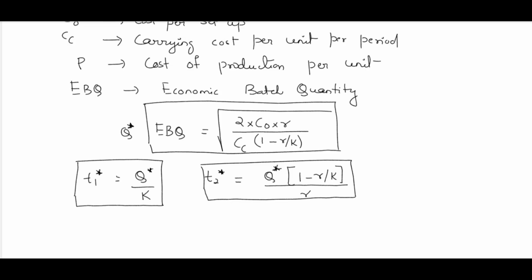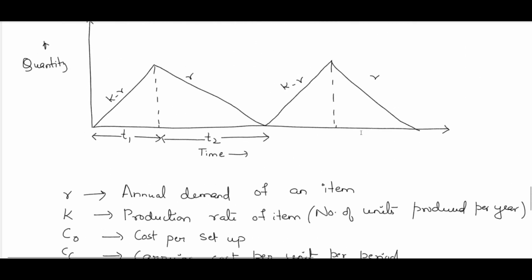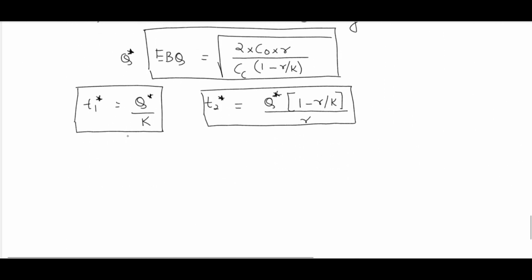And the total cycle time, as you can see from T1 and T2, is repeated again and again. So the total cycle time is T1 plus T2. Now I'll work out one problem.